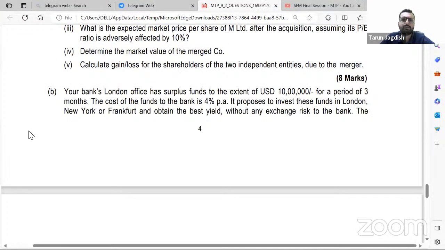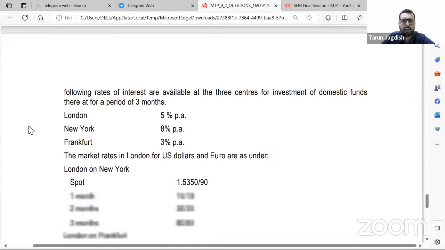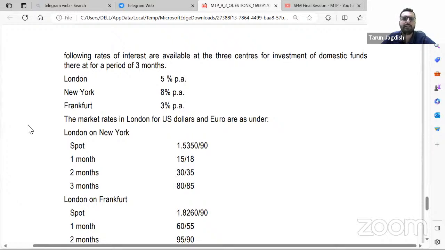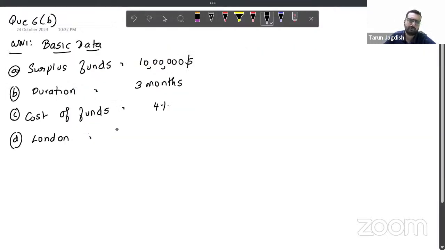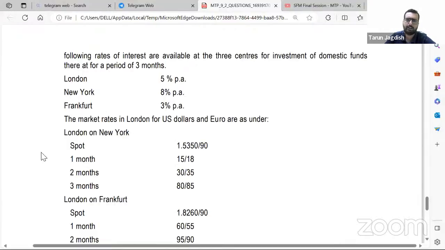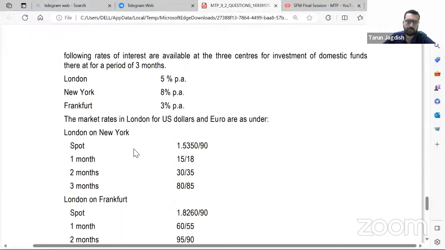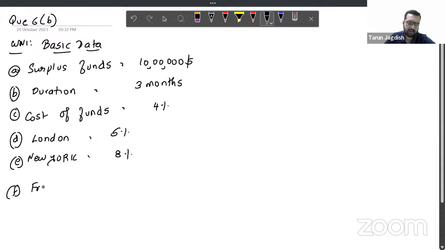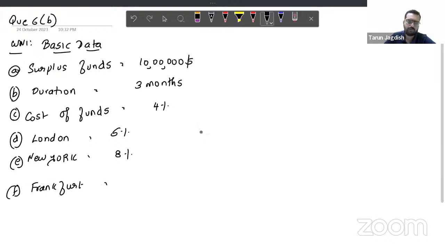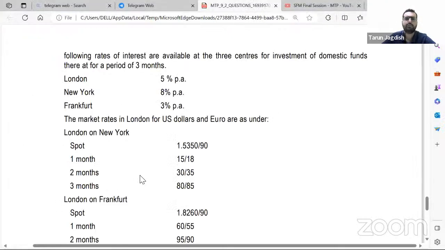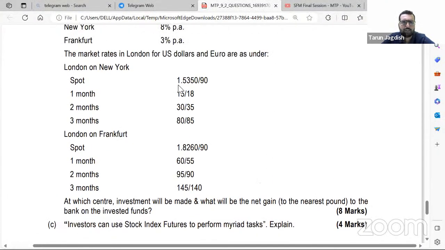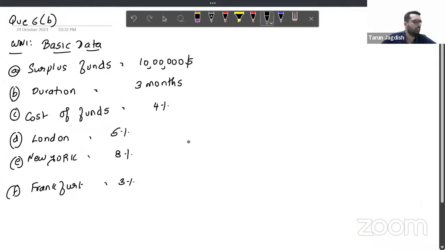It proposes to invest these funds in London, New York, or Frankfurt, and the following rates of interest are available at the 3 centers. Okay, so what's the interest rate in London? 5, New York is 8, and Frankfurt is, so I'll just write down London 5%, New York is 8%, and Frankfurt turns out to be how much percentage? 3%. All right, fine. Now they have given the spot rate and the future rate. We'll consider that later on. First, understand the question till here.